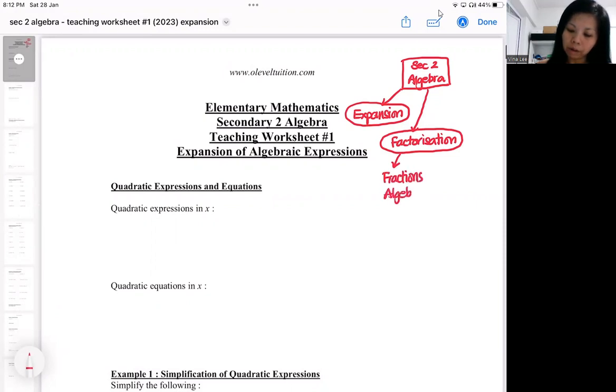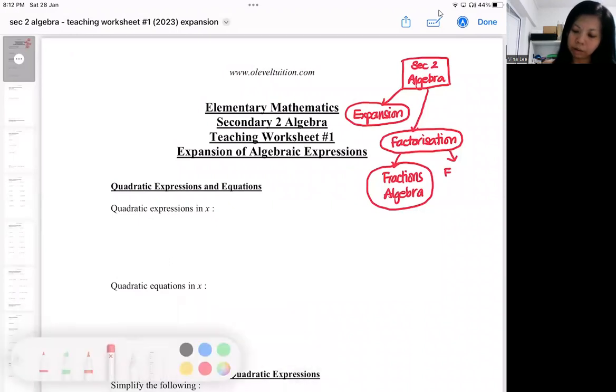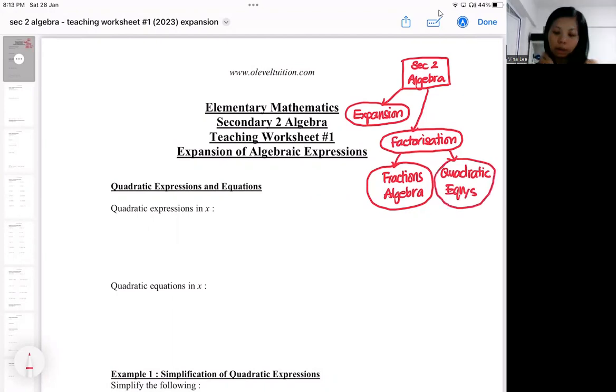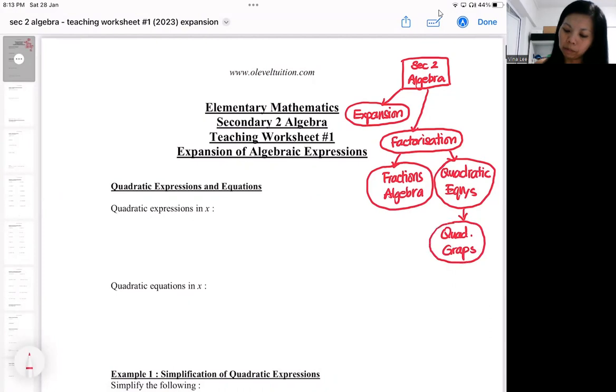How good your factorization is will affect your fraction algebra. It will also affect something called quadratic equations. So your factorization will affect these 2 aspects. And then your quadratic equation will lead you on to something called quadratic graph. This is the one that you will be drawing with the curve ruler on graph paper. Each of them is like a section on its own.